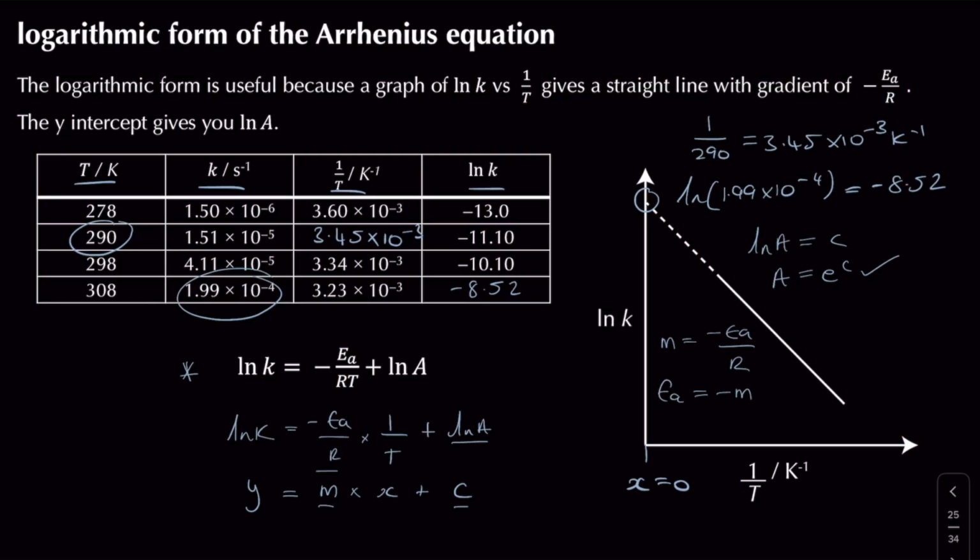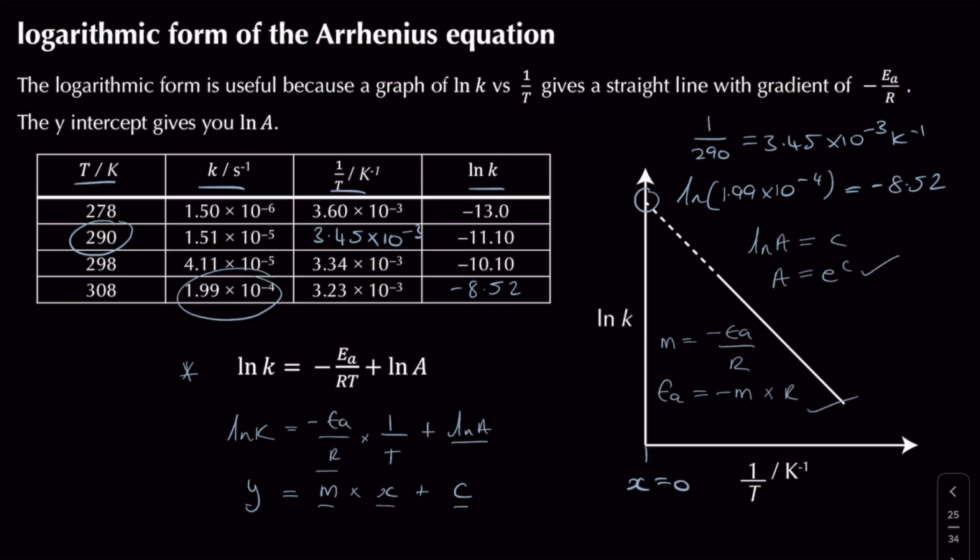So if your gradient is negative, which it already is, just remember you're going to do minus the negative gradient times by the gas constant, and just remember your answer comes out in joules per mole itself. So yeah, all we're doing is plotting our x values and our y values from our Arrhenius equation.